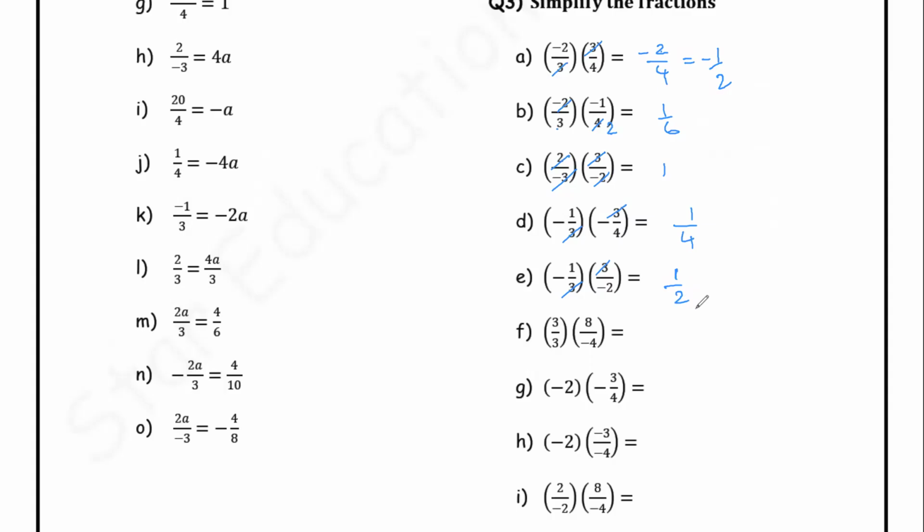1 on the top and 2 at the bottom. 3 and 3 cancel anyway. So it is simply 8 over 4. And don't forget the negative. And that is 4 goes into 8 two times. So negative 2.